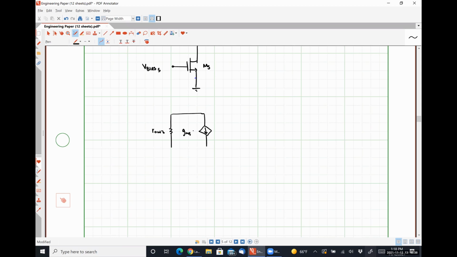This is GM3, VSG3. This node is the drain of 3. This is the source of 3. This guy will be ground. This guy over here is the gate of 3 and 4.